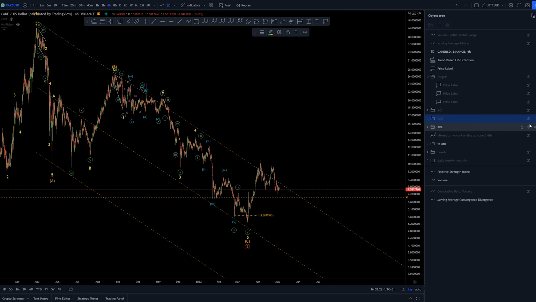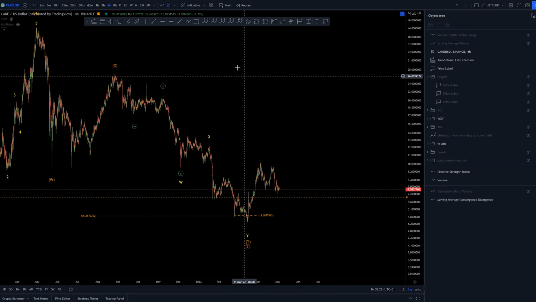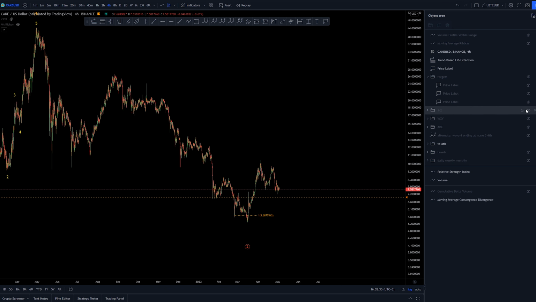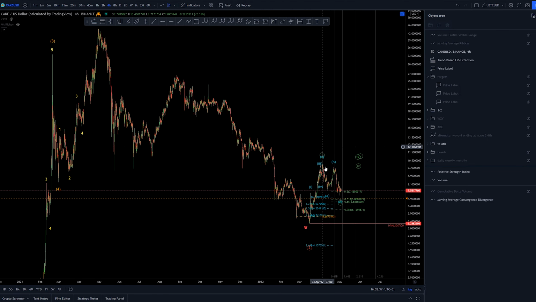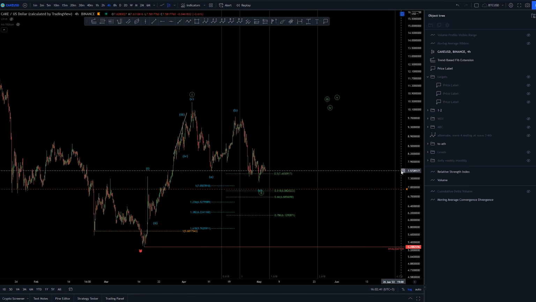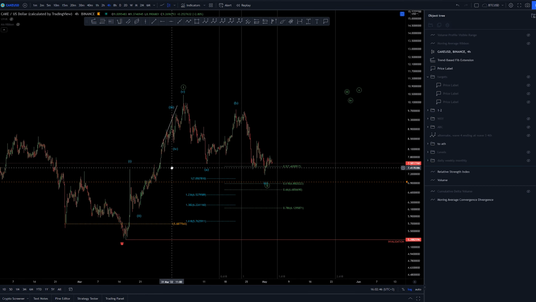Other possibility was having a WXY. Either case, something ended here. Whether it's a WXY or ABC, it doesn't really matter. Now, there's a bullish option here that we can go through.